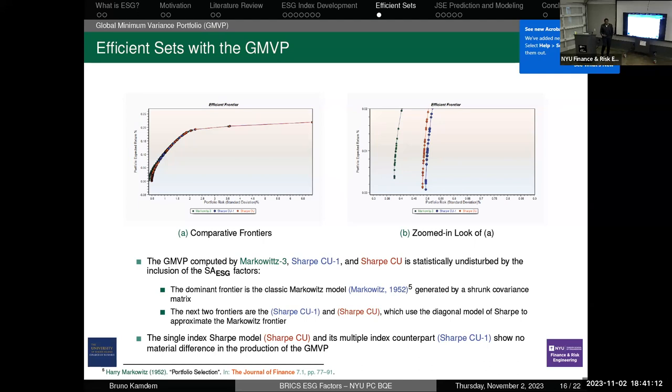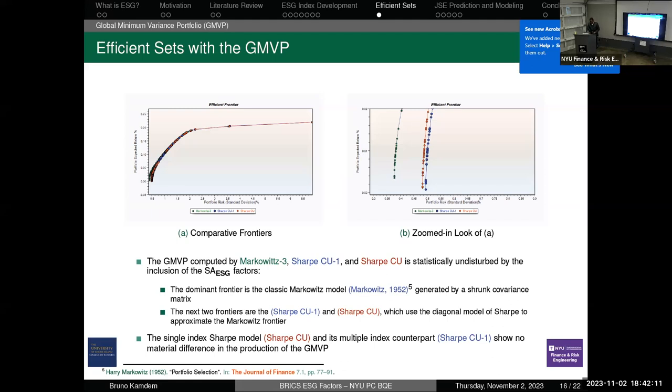One of the people that I know who was a student of Harry Markowitz, James Otto, whom Dr. Adams knows as well, is going to be speaking at that SQA conference. So the green legend represents the traditional Markowitz efficient frontier with an OAS shrunk covariance matrix. The blue legend represents the Sharpe multi-index efficient frontier, a Sharpe multi-index model, which uses unadjusted beta but assumes the indices are correlated. And the red legend represents the Sharpe single-index efficient frontier, a Sharpe single-index model.